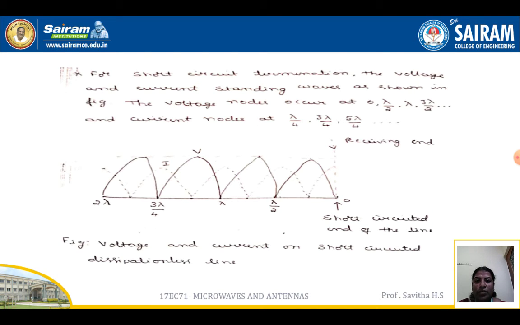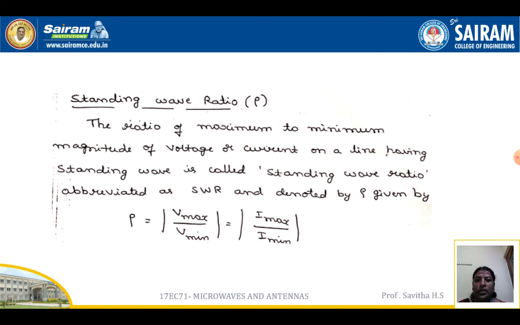So we can see simultaneously voltage nodes and the current nodes. Thick lines represent voltage nodes and dotted line represents the current nodes. So here the next topic is standing wave ratio. This is very important. Standing wave ratio.